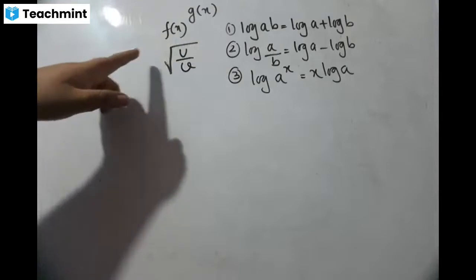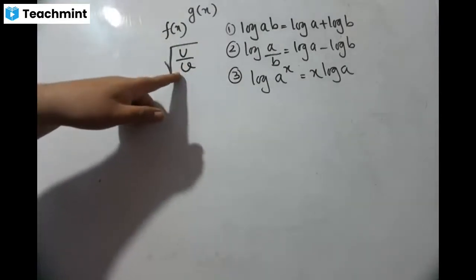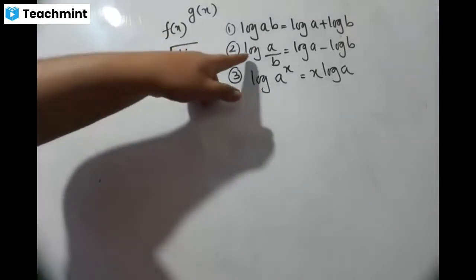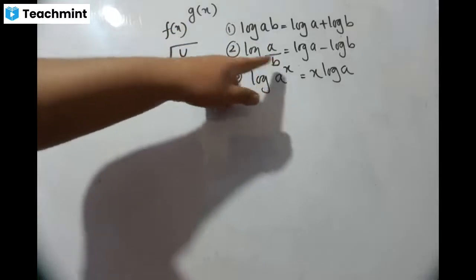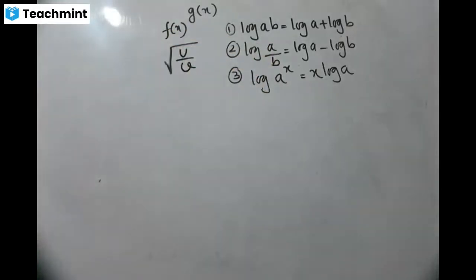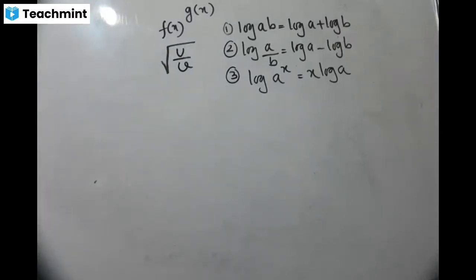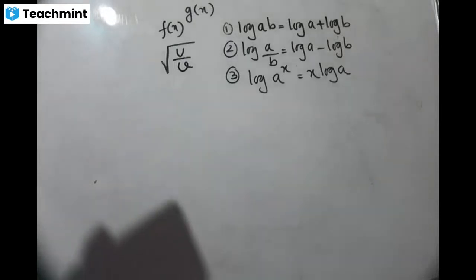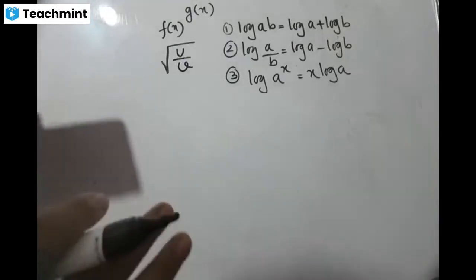So you get half log u by v, isn't it? Next is the quotient rule. Property 2 says log a by b is log a minus log b. That means the reason why this question was difficult is that the power and the quotient rule both vanished. Is that clear? That is why applying log makes so many functions very easy to differentiate.